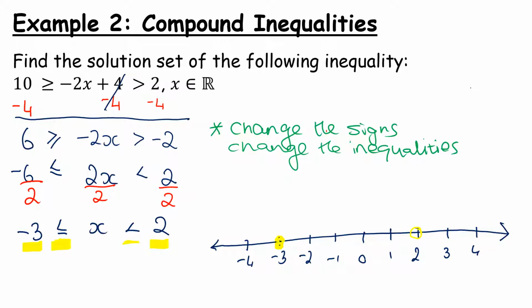So I have my dot at the minus 3, I have my open circle at the 2, and now I want to include all the values between them. So I'm using my highlighter to show that. And that is it graphed on my number line.